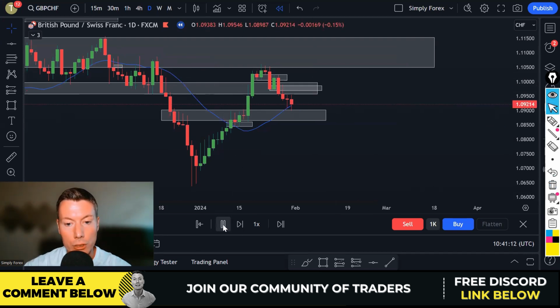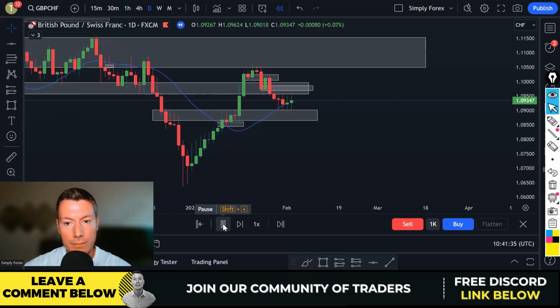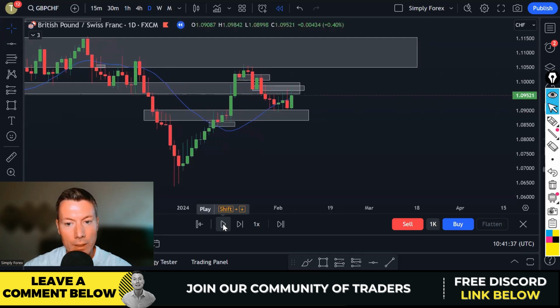Okay. Let's play it along another day. Still a bit of indecision. But we're starting to see buyers. You can just see the candles, guys. Look at those candles. Compare these candles to these candles. Sellers, not sure. And this remains in this zone. So why does it remain in this zone?